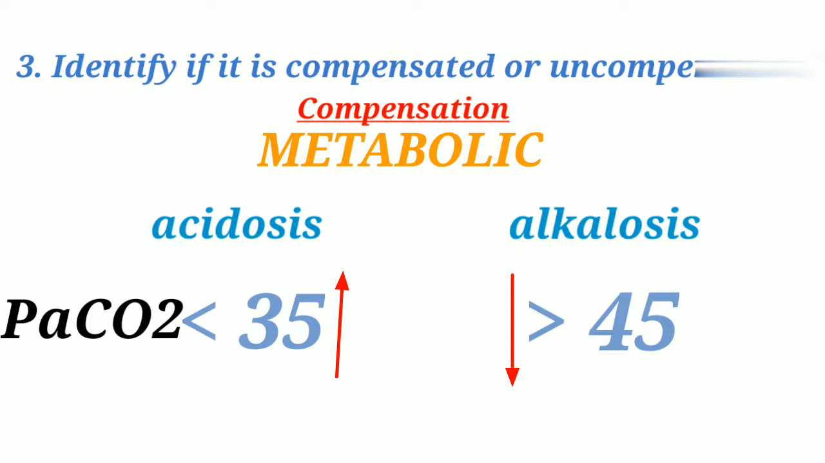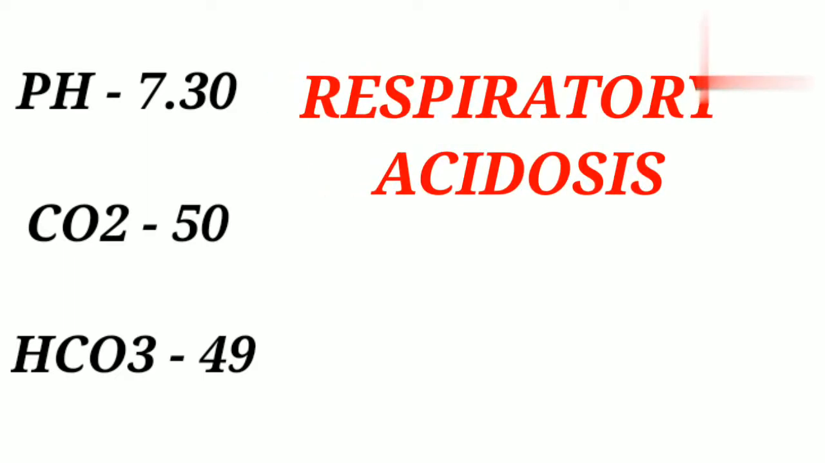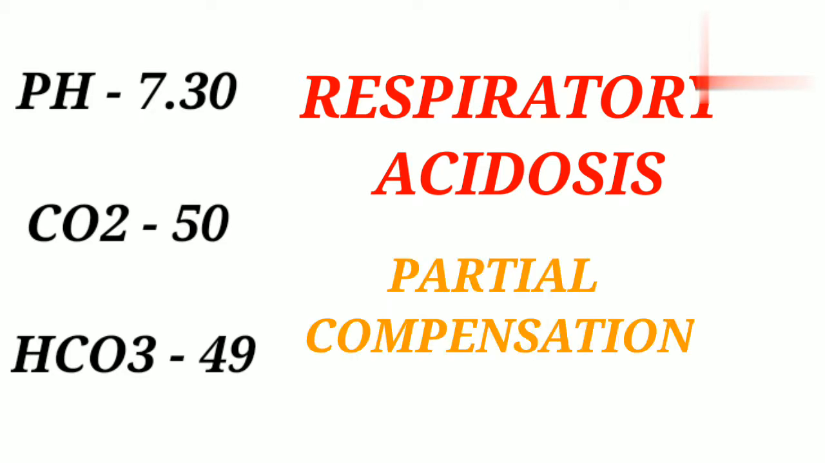Then the query: pH is 7.30, CO2 is 50, HCO3 is 49. The pH 7.30 is less than 7.35, it's acidosis. CO2 level is 50, more than 45, it's respiratory acidosis. And HCO3 is 49, it's compensation, but its value is more than the normal base value, so it's partial compensation.